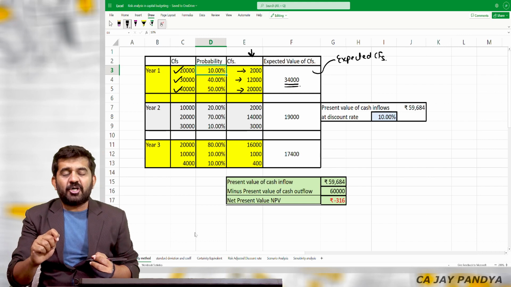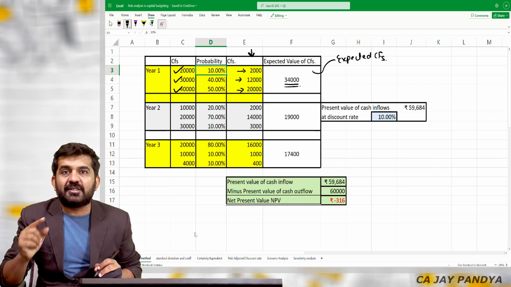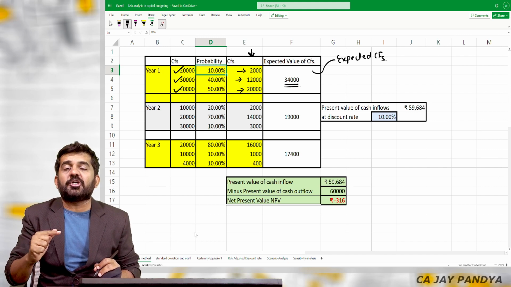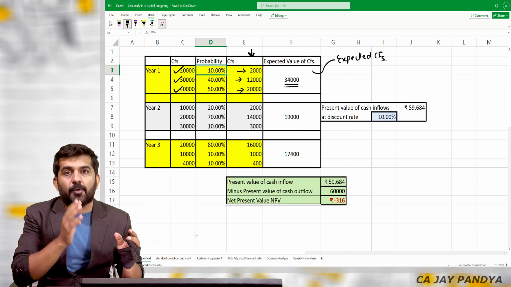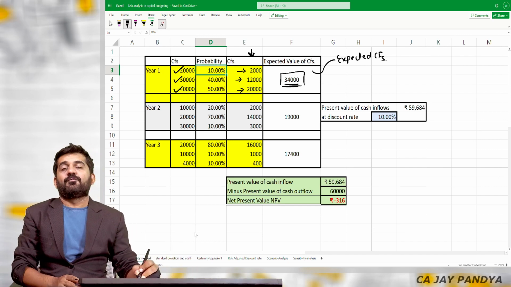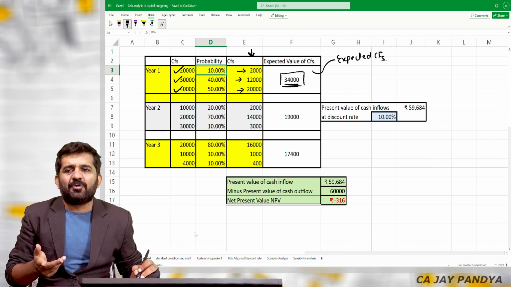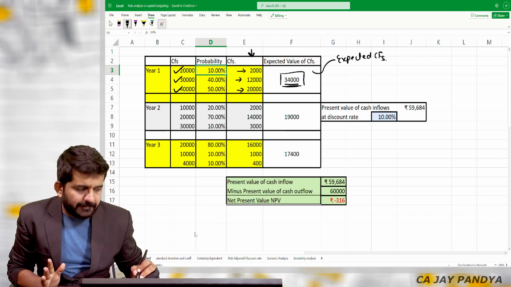Expected cash flow of year 1 is 34,000. I will not take 20,000 as a cash flow. I will not take 30,000 as a cash flow. I will not take 40,000 as a cash flow. But I will find out the probability and take the cash flow of the first year as 34,000. Sir, how have I done this? I have done it by weighted average, whereby my weight is nothing but probability.